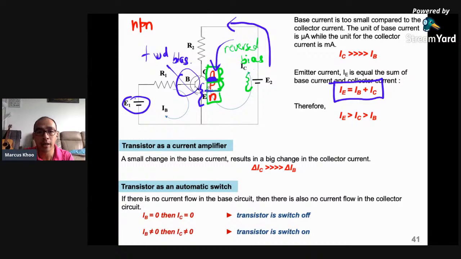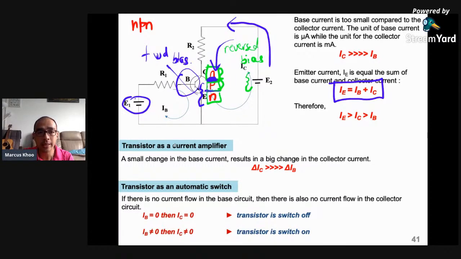This is the only thing you need to remember. No current here means no current here. If there's enough current here, the transistor will be able to switch on because this depletion layer has become smaller and current can flow over here. Okay, it's a very important thing.